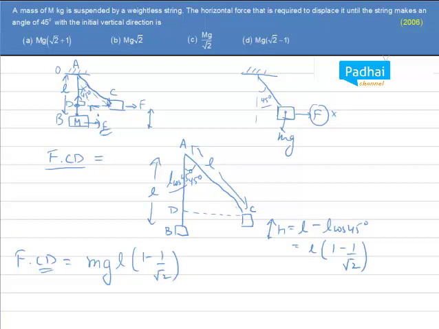It will be L sin 45. That means FL sin 45, or I can write it as FL times 1 upon root 2, will be equal to mgL into 1 minus 1 upon root 2. So L and L I can cancel out. That means I can write F will be equal to mg into root 2 minus 1. So that means option D is correct.